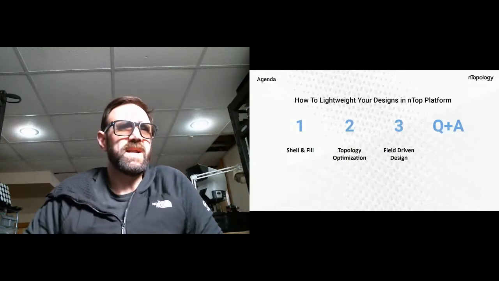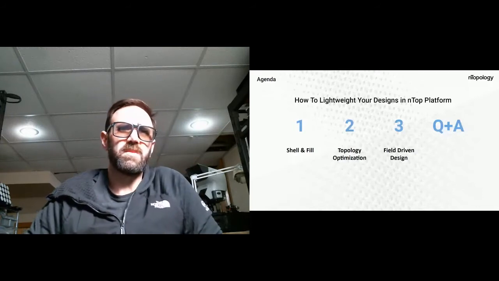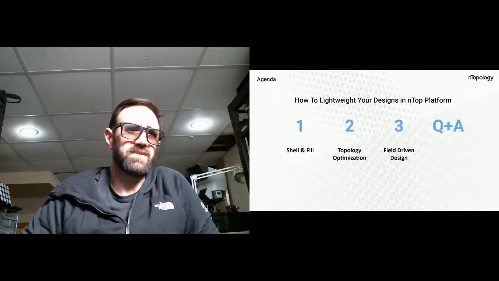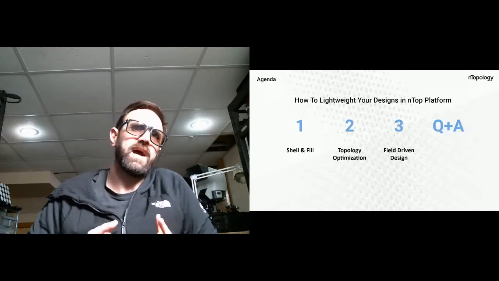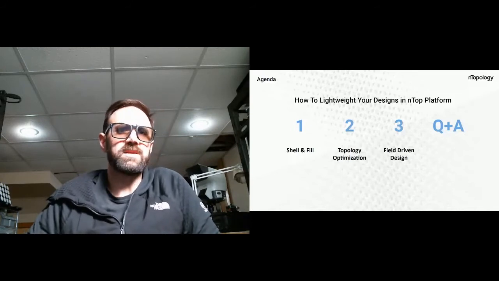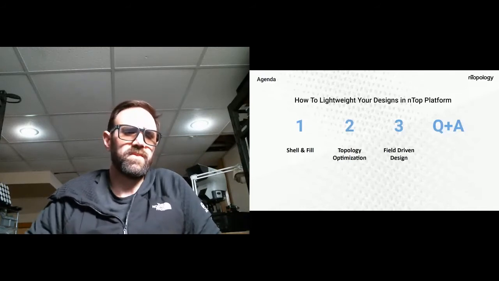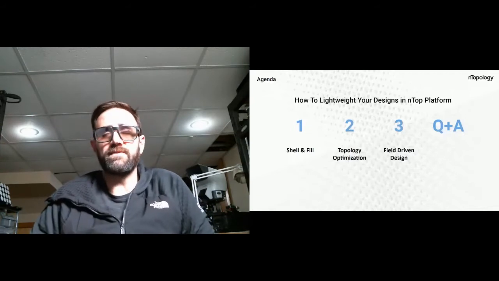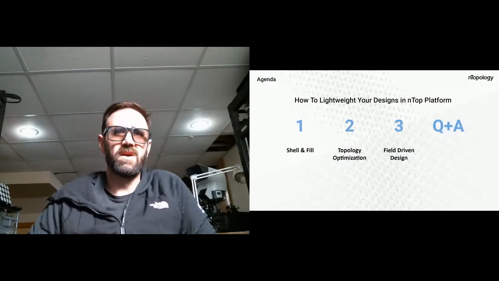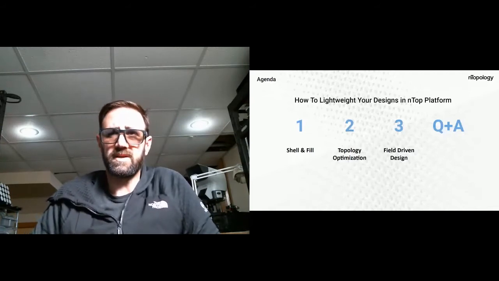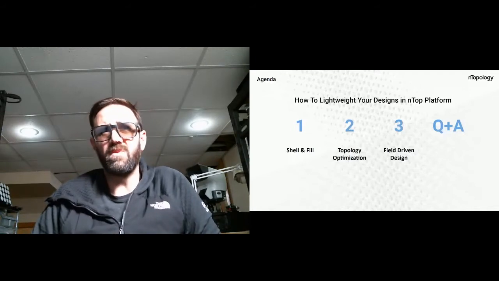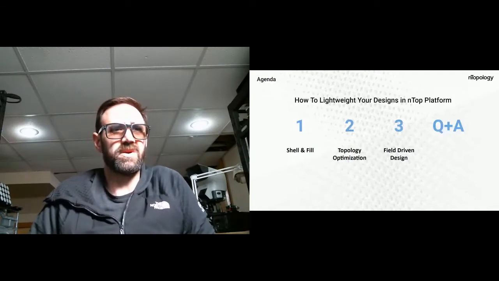In terms of lightweighting, there's also an algorithmic approach where you can use topology optimization, and you can look at the load path and help visualize your load path to identify where material needs to be. And thirdly, we're going to talk about one called field-driven design, and that ties in most closely with our implicit modeling technology. When we're done, hopefully we have some questions and I can answer those for you.